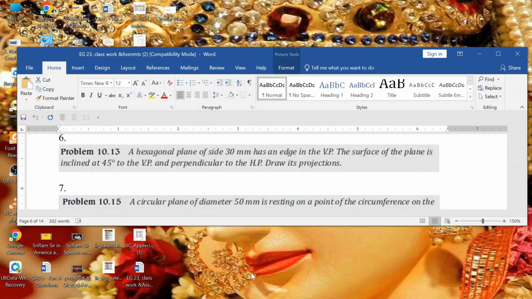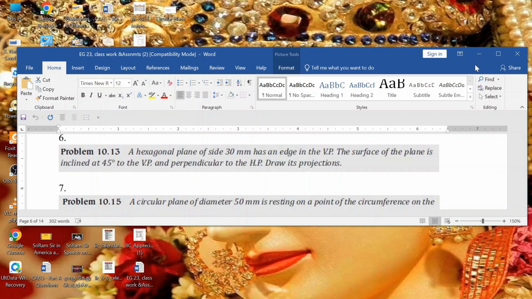Whereas in the second case, the surface is perpendicular to HP but inclined to VP. Whenever the surface is inclined to VP and perpendicular to HP, the surface should always be drawn above the XY line, that is, in the front view. Now for this case, a hexagonal plane of side 30 mm has to be drawn first.